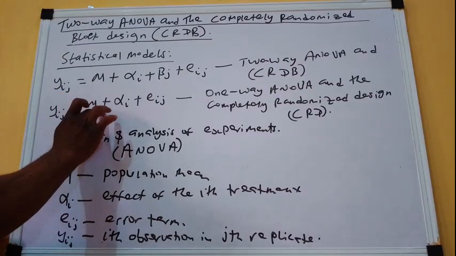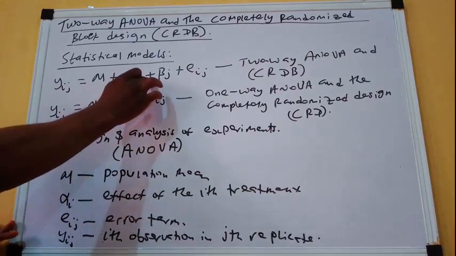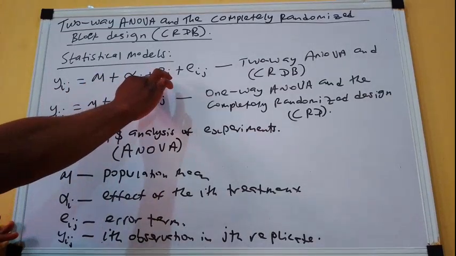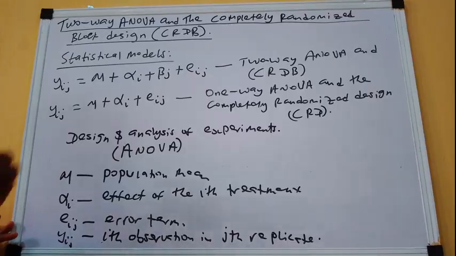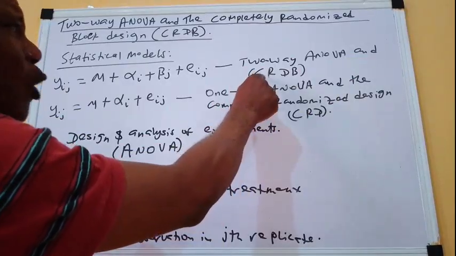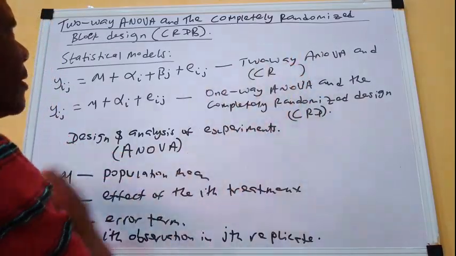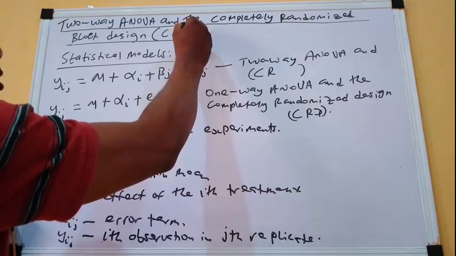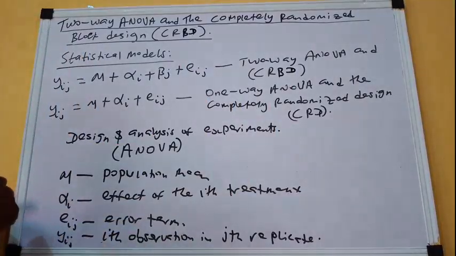Now, the difference between the one-way analysis of variance and the two-way analysis of variance is that the two-way analysis of variance takes care of an additional source of variation called the block. So the two-way analysis of variance is used to analyze the completely randomized block design. That is what the two-way analysis is.